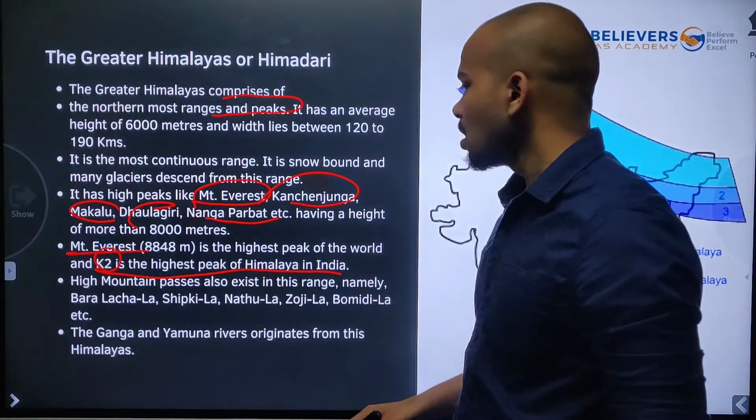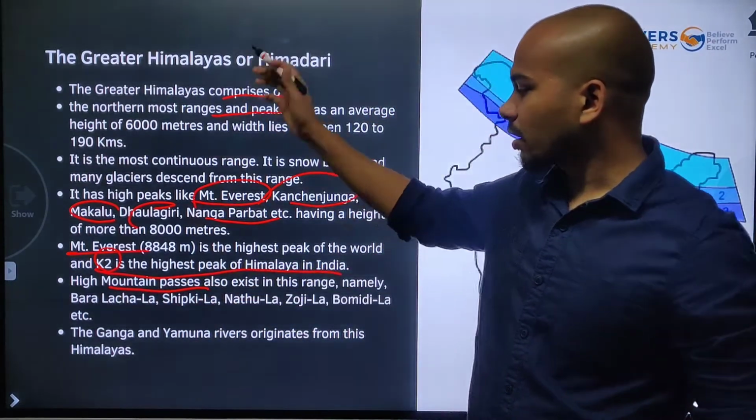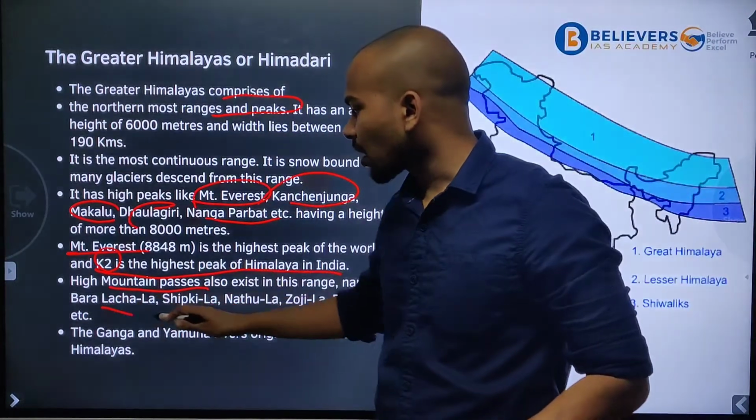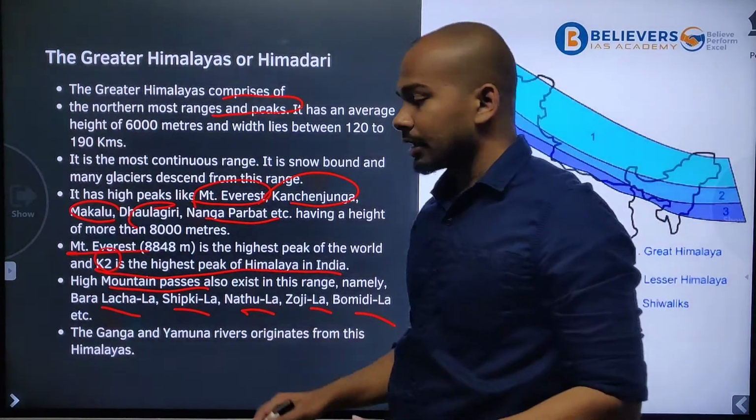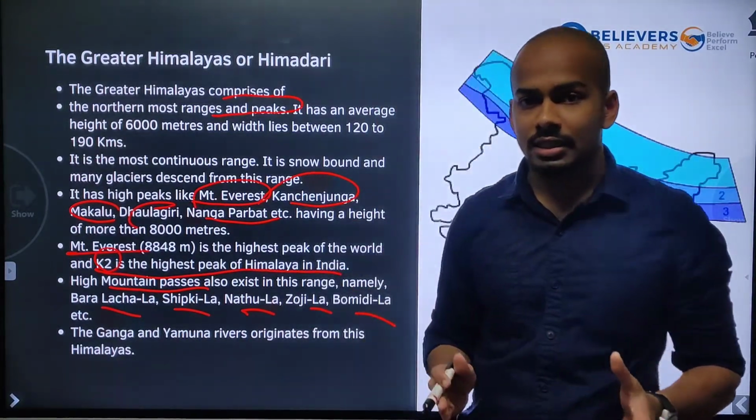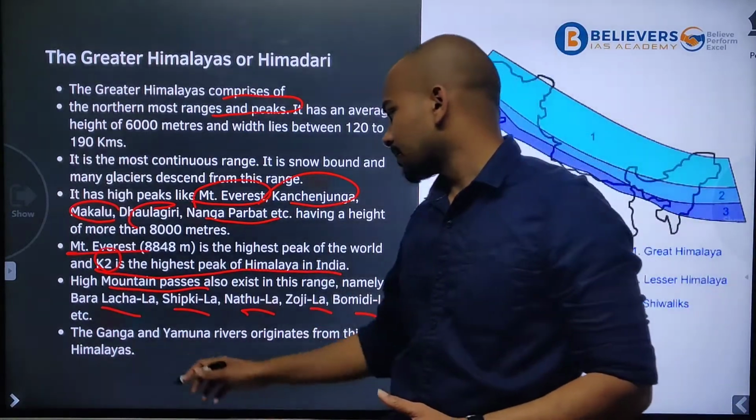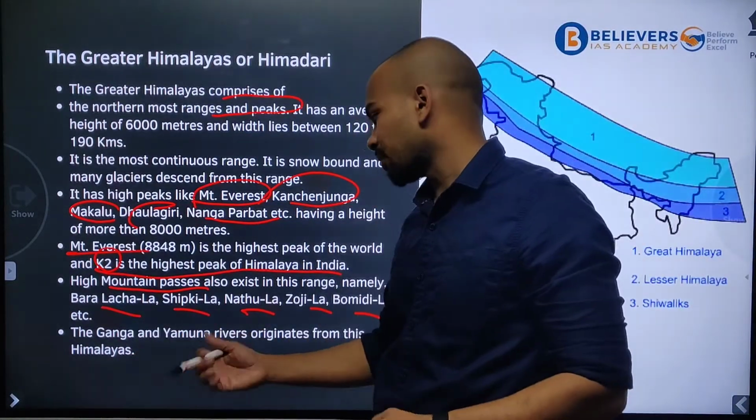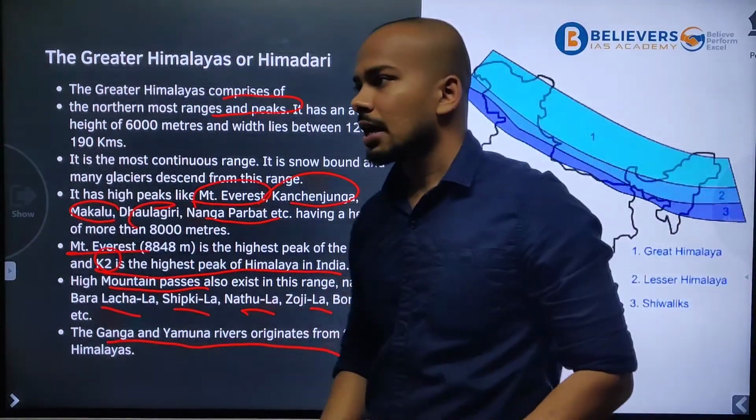Alright. And also mountain passes are very important here. So in Greater Himalayas you have mountain passes like Baralasla, Shipkila, Natula, Sojila and Bomdila. And it is also very important that you mark these passes in which states they are. Okay, because prelims directly these questions have been asked. And the Ganga and Yamuna rivers also originate from these Himalayas.